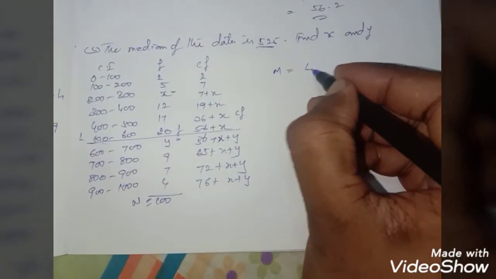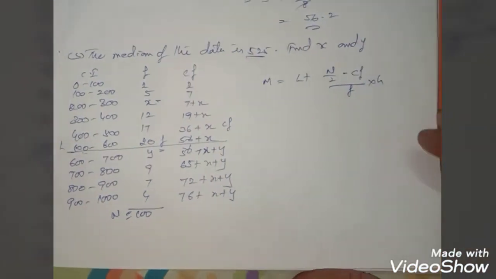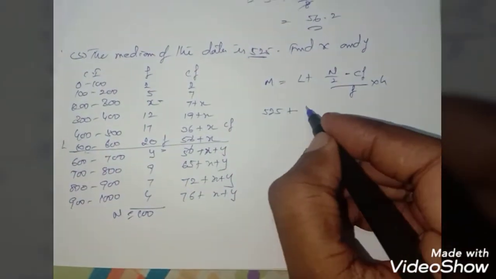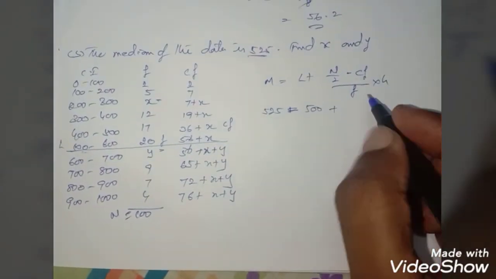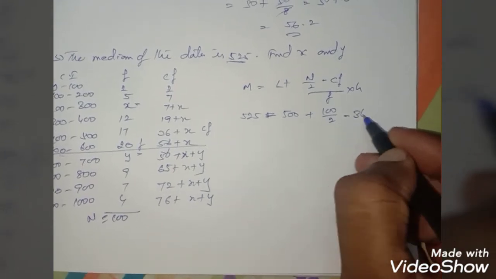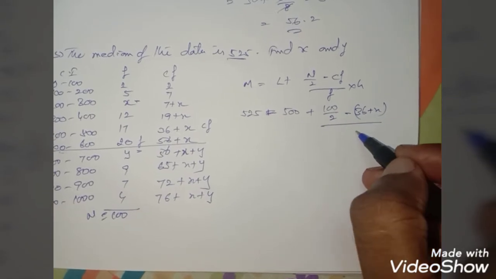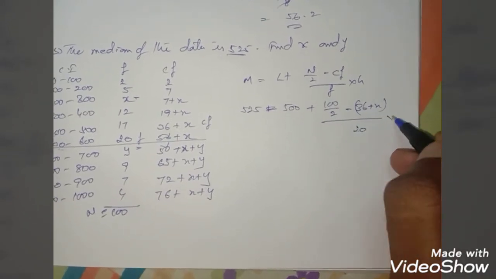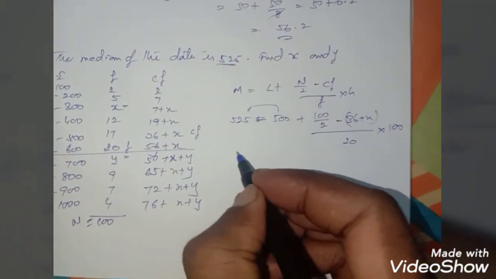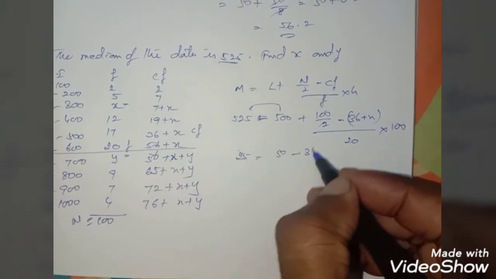So median is equal to L plus (N by 2 minus CF) by F into H. Now if I substitute, median already they have given 525 plus L. L is nothing but 500 plus N by 2. N is nothing but 100 by 2 minus CF, that is 36 plus x, divided by F value 20 into H is 100, height of the class interval. Now after that send this 500 here. If I send this 500, you will get 25.